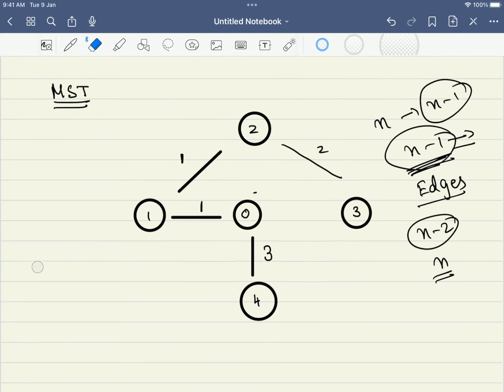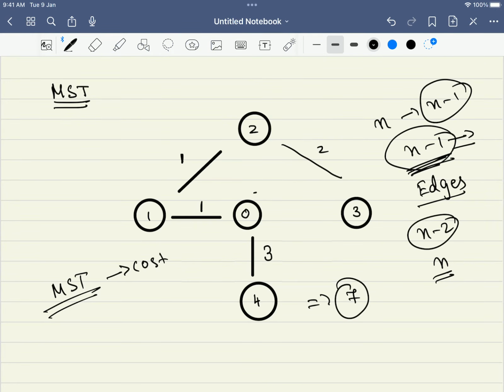So MST is not just defined by the number of edges. The number of edges will be the same. MST is also defined by the cost. So now what is the cost of this? The cost of this MST is equal to 7. Similarly, there will be a few other MSTs that are possible. Now we will look at how do we find an MST.